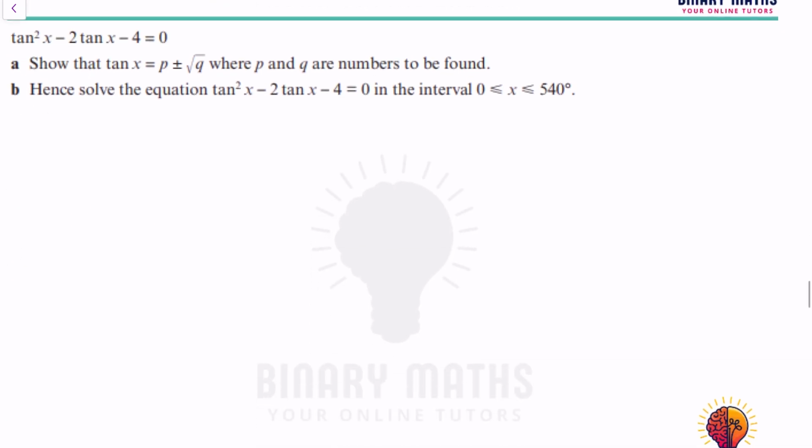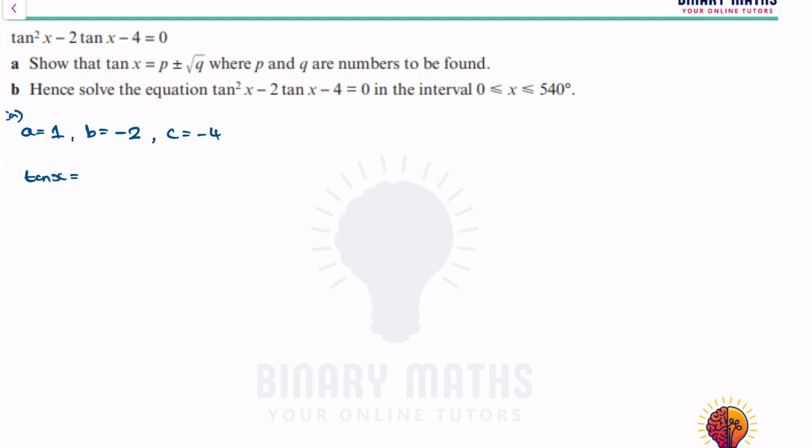Okay, the last question I'm going to go through, tan squared x minus 2 tan x minus 4 equals 0. Show that tan x is equal to p plus or minus root q, where p and q are numbers to be found. Okay, so in this case, remember, the coefficient in front of tan squared x, a, is equal to 1, this is part a. b would be equal to negative 2, so the coefficient of tan x, and c is equal to negative 4. So my subject of the formula, normally it's x is equal to minus b plus or minus so on for the quadratic formula, but here it will be tan x, because tan x has replaced x in this quadratic equation.